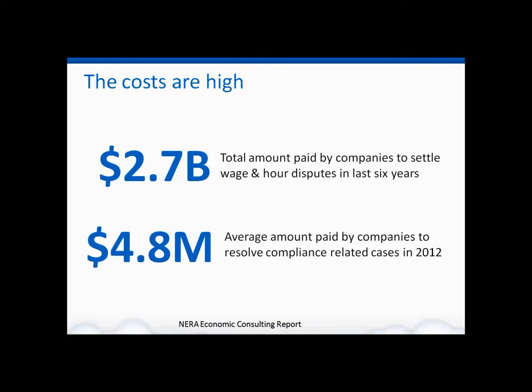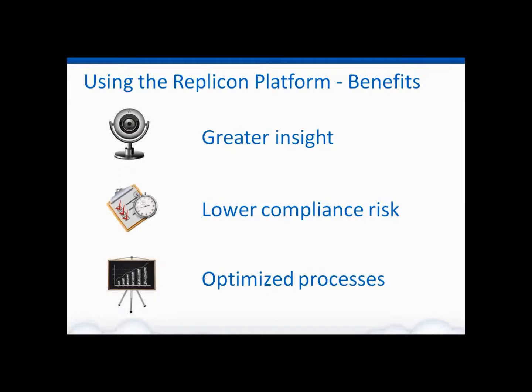And the costs for not being compliant run quite high. This is a study done by the New York Economic Consulting Report, where we can see some of these figures, $2.7 billion total that was paid by companies to settle wage and hour disputes, and this is over the last 6 years. And then when looking at the average amount paid by companies, that number is also quite high to resolve these compliance-related issues.